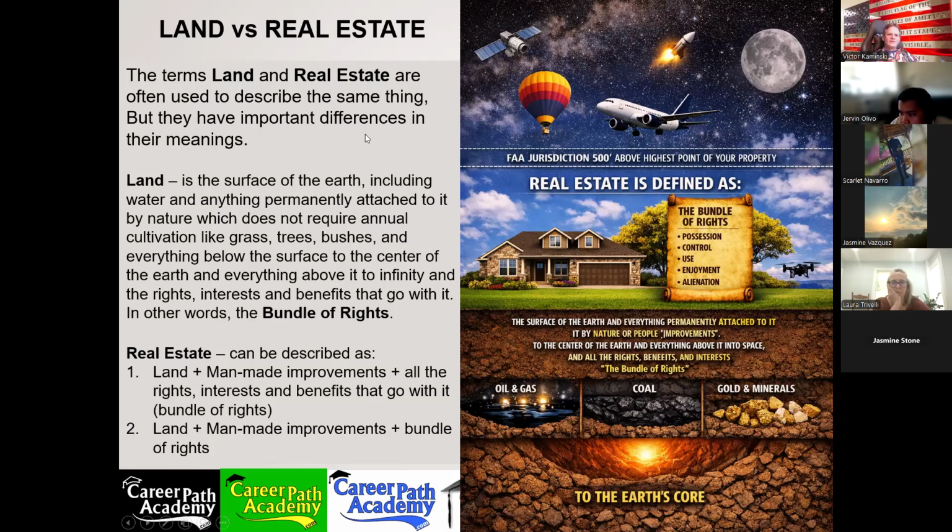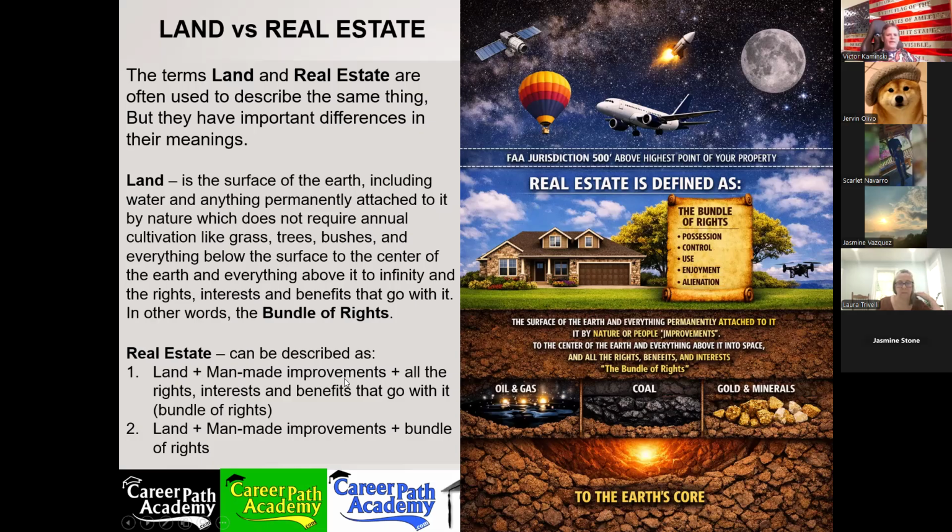So the terms land and real estate are often used to describe the same thing, but they have important differences in their meanings. Land is the surface of the earth, including water and anything permanently attached to it by nature, which does not require annual cultivation, like grass, trees, bushes, and everything below the surface to the center of the earth, and everything above it to infinity, and the rights, interest, and benefits that go with it. In other words, the bundle of rights. And that's what this picture here is supposed to be describing.